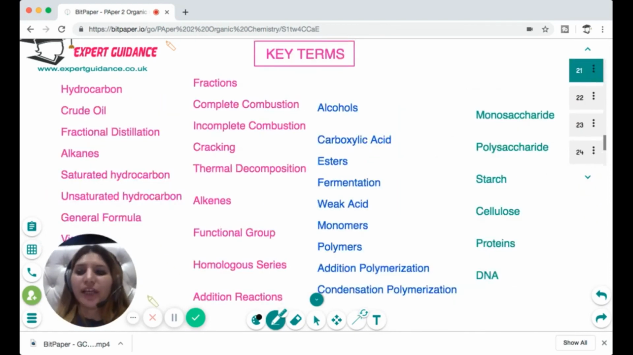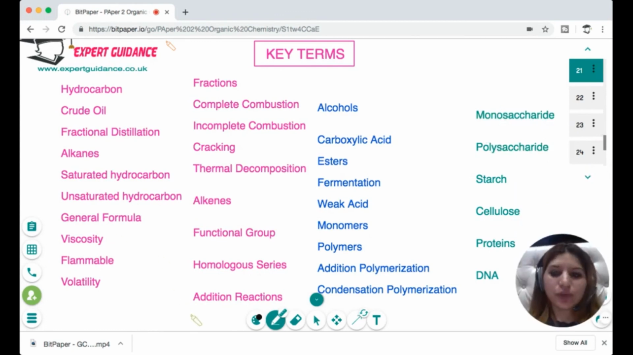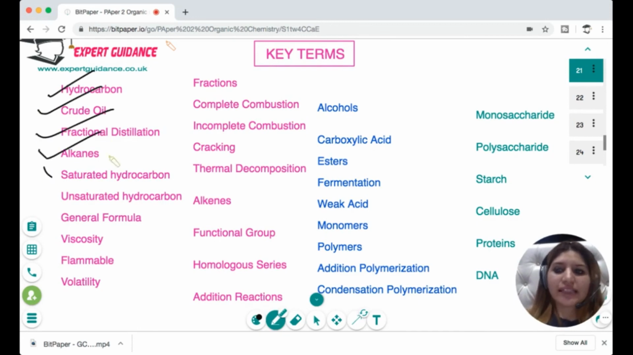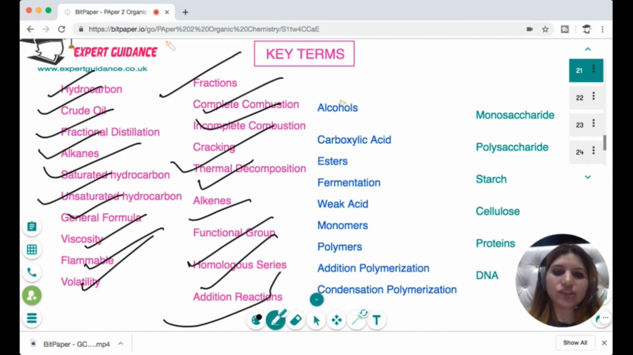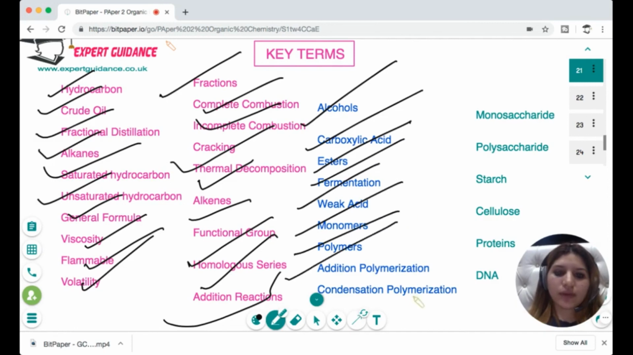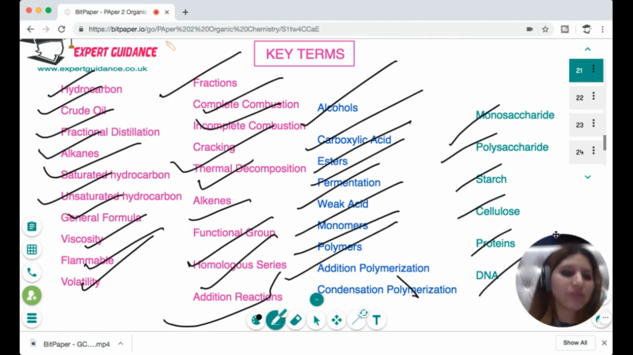Okay, so I hope all these concepts of organic chemistry are clear to you. Now you should have a go at these key terms: hydrocarbons, crude oil, fractional distillation, alkanes, saturated hydrocarbon, unsaturated hydrocarbon, general formula, viscosity, flammable, volatility, fractions, complete combustion, incomplete combustion, cracking, thermal decomposition, alkenes, functional group, homologous series, addition reaction, alcohols, carboxylic acid, esters, fermentation, weak acid, monomers, polymers, addition polymerization, condensation polymerization, monosaccharide, polysaccharide, starch, cellulose, proteins, and DNA. Have a go at these terms. If you're still unclear, watch the video again and then come to the website and check the answer.